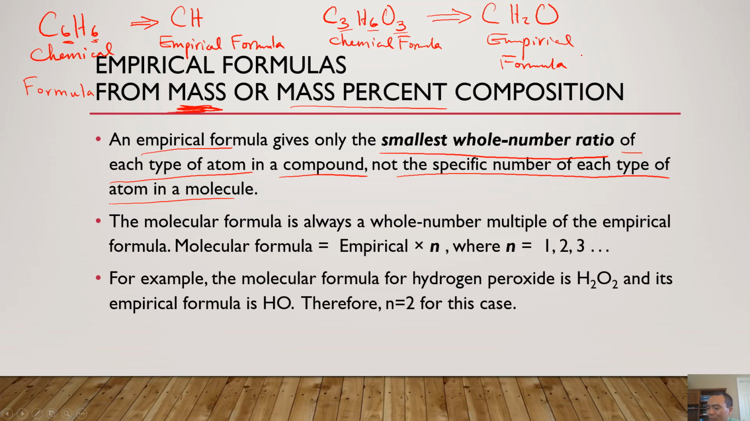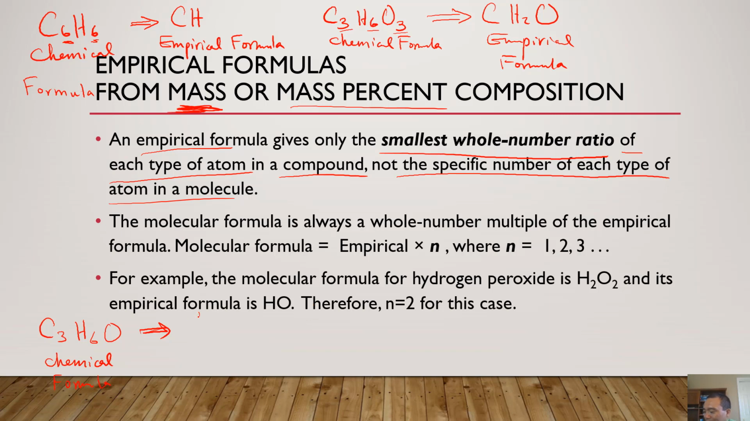Okay, I'll give you one more. For example, if we have C3H6O, if this is the chemical formula, this indicates the exact number of atoms in this formula. If this is a chemical formula, can you convert this to an empirical formula?